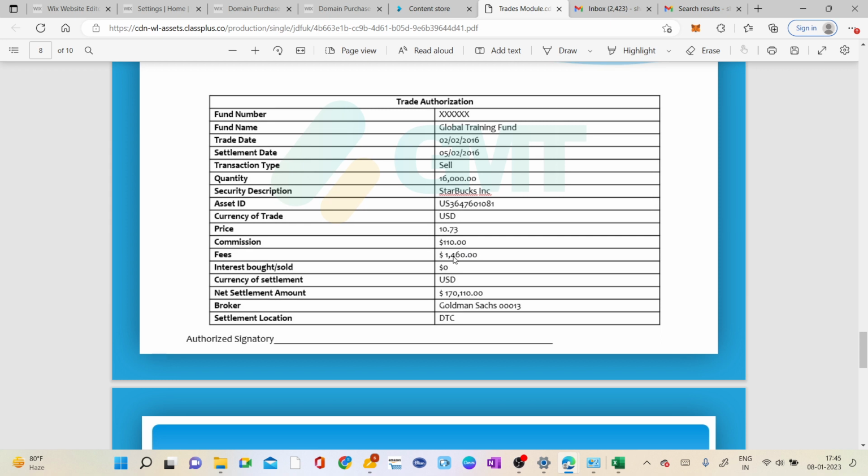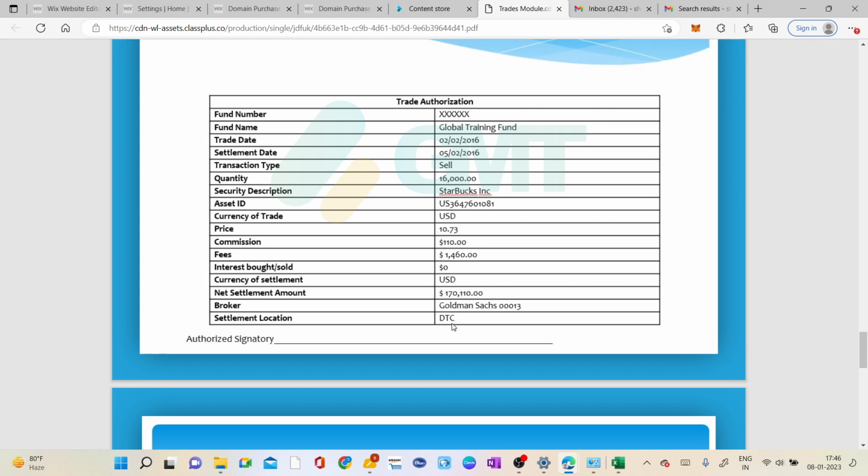Fees are also applied, around 10%, 1460. Commission is also applied. Broker name, Goldman Sachs. And DTC location means Depository Trust Clearing Corporation. Every stock exchange will have their clearing corporation. So middle office teams work on such platforms like DTCC.